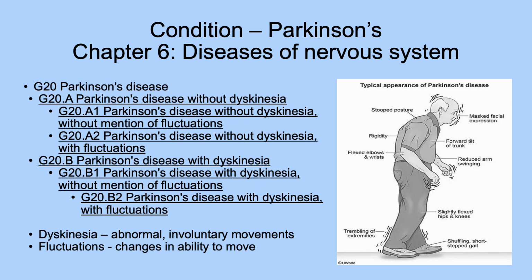Okay, Parkinson's disease. This is G20. Of course, Parkinson's disease was already in the book, but this has added a lot of specificity. So you have Parkinson's disease without dyskinesia and Parkinson's disease with dyskinesia. And under each of those, you have with and without mentions of fluctuations. Fluctuations means changes in the ability to move. Sometimes the patient can move better than others. Dyskinesia, of course, is the abnormal involuntary movements that are basically a part of Parkinson's disease.